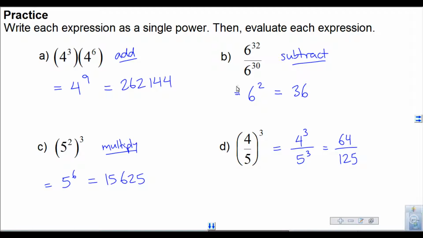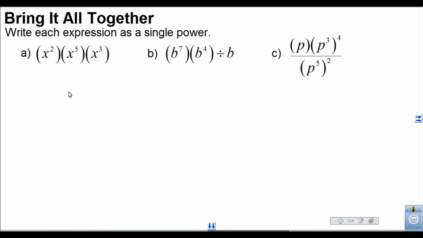Okay, so we've got 4 different exponent rules. One you add, one you subtract, one you multiply the exponents, and here they apply to both the numerator and the denominator. So let's write the expressions here as a single power. These powers are all multiplying, so that means all I need to do is add the exponents. So 2 plus 5 is 7, plus 3 makes 10.